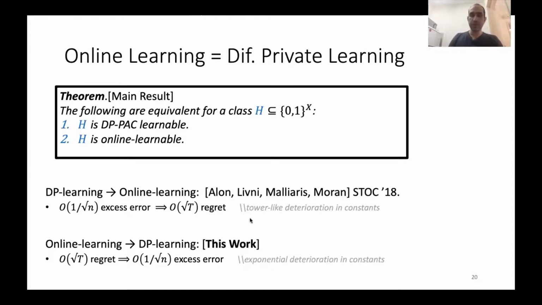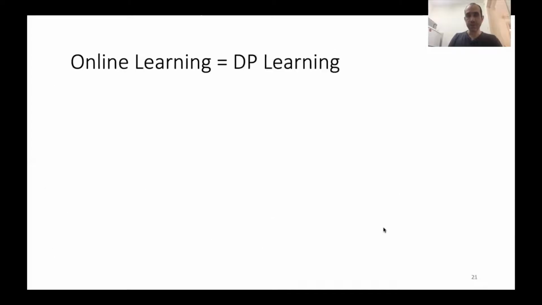Let me also note that this equivalence also gives some quantitative information about how the rate changes, but the constants concealed by this big O notation are very bad. There is a tower-like deterioration in constants in this direction and exponential deterioration in this direction. So in a sense, the equivalence is information theoretical.